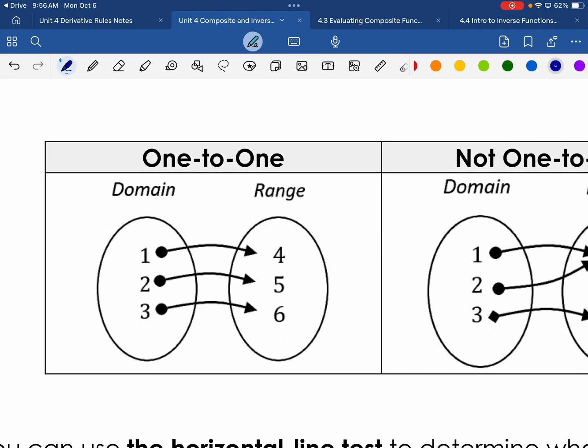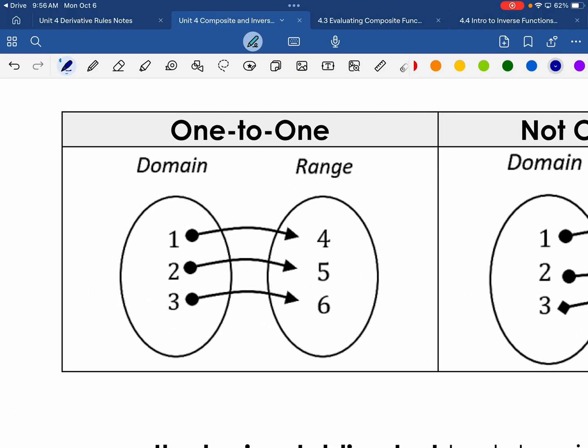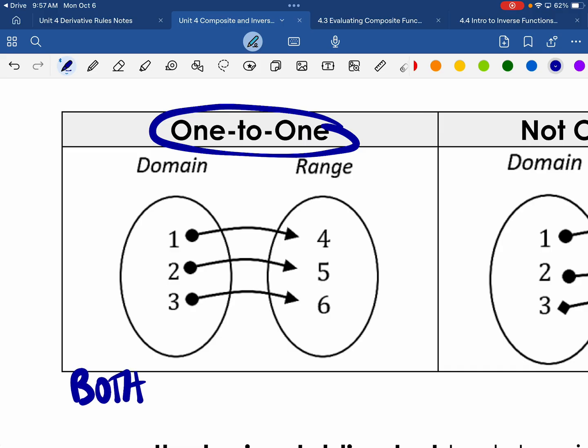So let's look down here at this chart. This first one here is 1-to-1, which means the original function is a function. It means the inverse is a function, because if these x and y switch, there is still only one distinct value in the x column. There's one distinct value in the y column. So they are both functions. It is 1-to-1, nothing's repeating.